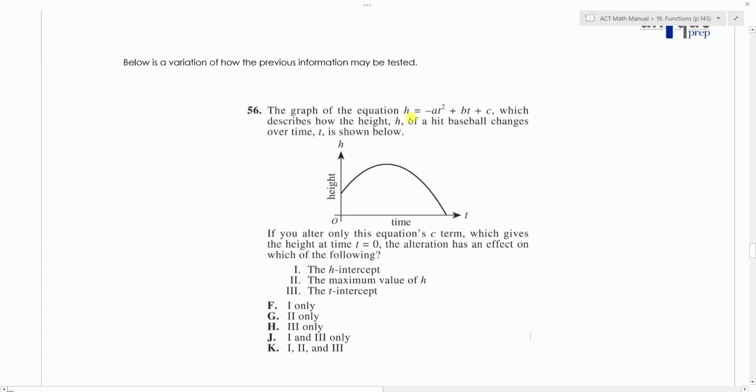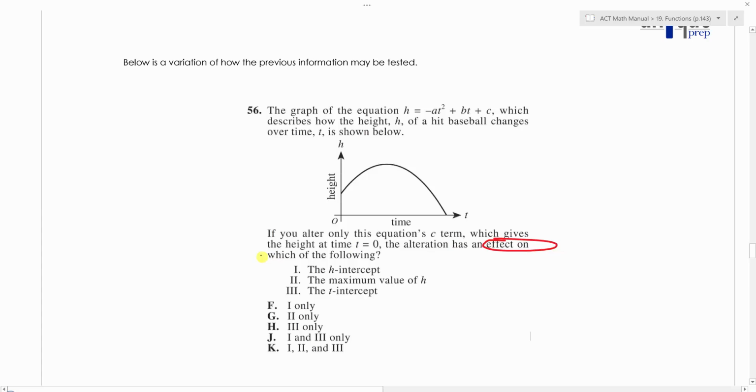The graph of the equation h equals negative at squared plus bt plus c, which describes how the height of a hit baseball changes over time, is shown below. So this guy's showing, okay, so I guess that's the arc that the baseball is following. If you alter only this equation's c term, which gives the height at time t equals 0, the alteration has an effect on which of the following?